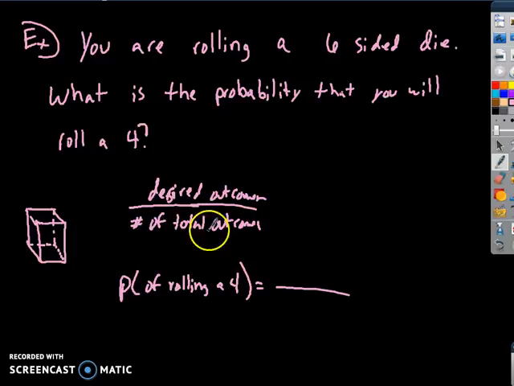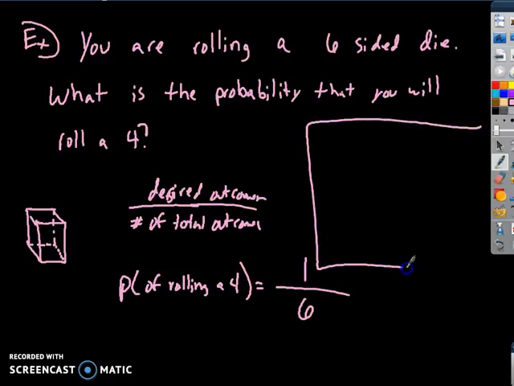So think about the total number of outcomes you can have. If you roll a dice or die, you've got 6 different outcomes. You can roll 1, 2, 3, 4, 5, or 6. Our desired outcome is a 4. There's only one number, so you only have one desired outcome. So the probability of that is 1 out of 6.